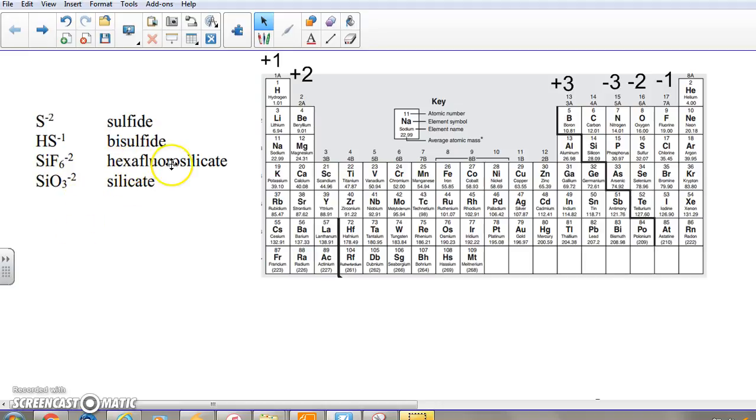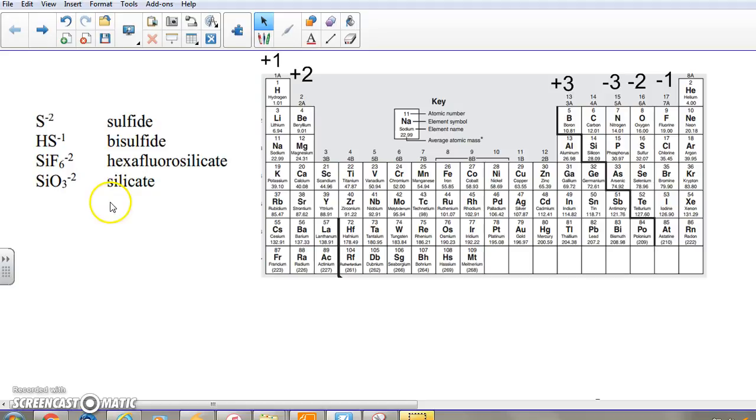So hexafluoro, fluorine here. So we shorten fluorine to fluoro, so we have 6 fluorines, that's hexafluoro. And then silicate. Now with the ATE ending, you might expect an oxygen in there, but we don't have one this time, so we got to memorize that hexafluorosilicate is simply SiF6 and has a -2 charge.